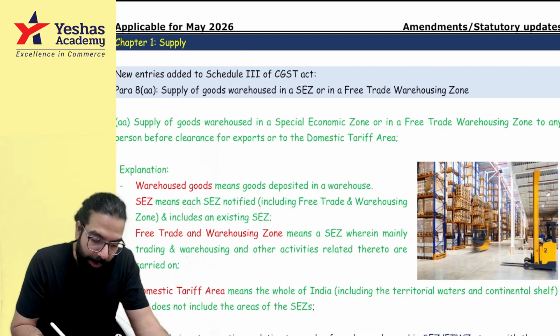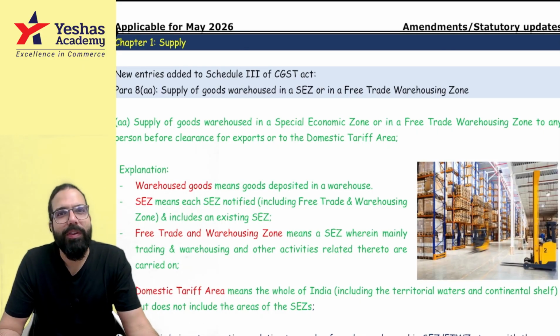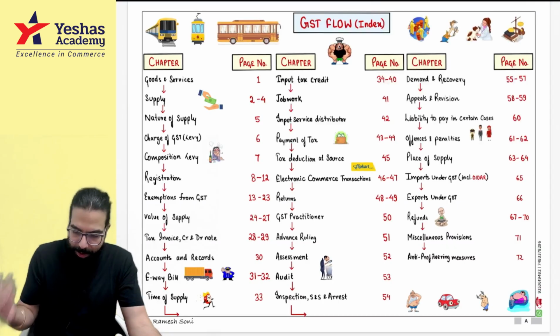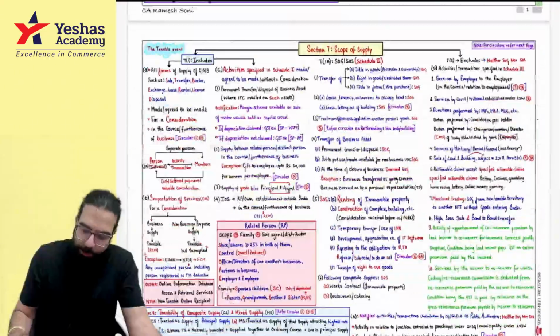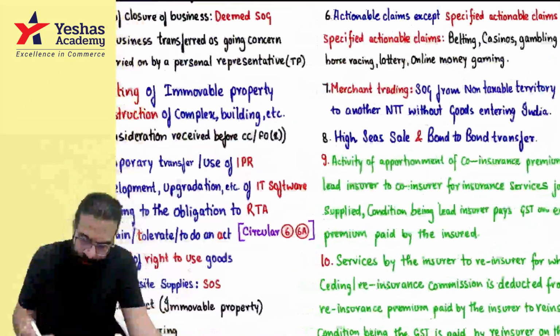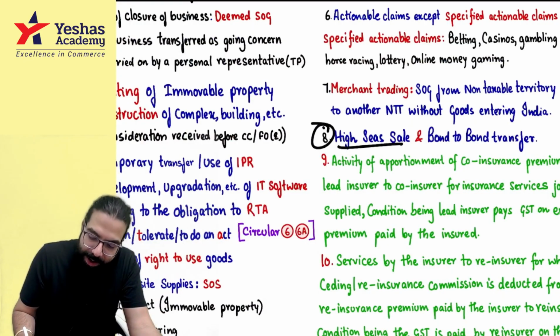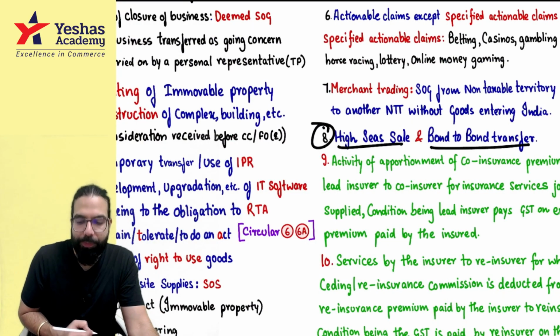Okay. Now, the first amendment is in the chapter of supply. What is the amendment? Nothing but Schedule 3. I hope you guys remember. Here I'll show it to you. In Schedule 3, paragraph number 8 used to be there. In paragraph number 8, 8A and 8B used to be there, which were already there.